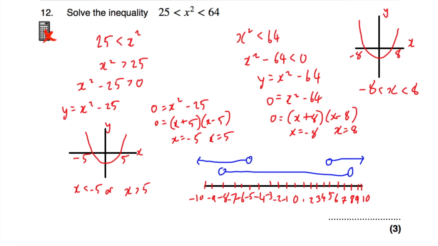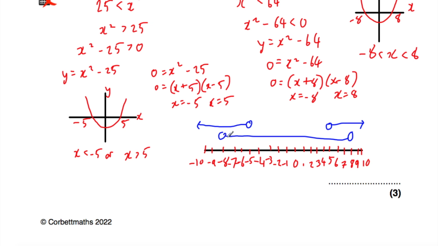But where they overlap, let's have a look at this part here and this part here. Looking at this part here, any value of x that is bigger than negative 8 but less than negative 5 would work. So x is bigger than negative 8 but less than negative 5. That would work for this part here. And then in terms of this part here where they overlap, any value of x that is bigger than 5 but less than 8 would work as well. So or x is bigger than 5 but less than 8. So any value of x that is in between negative 8 and negative 5, or 5 and 8 would work.